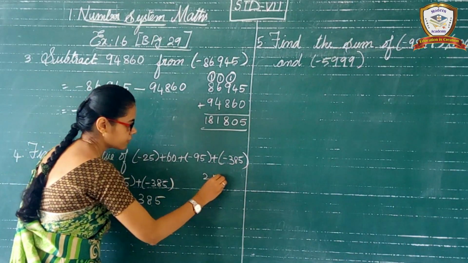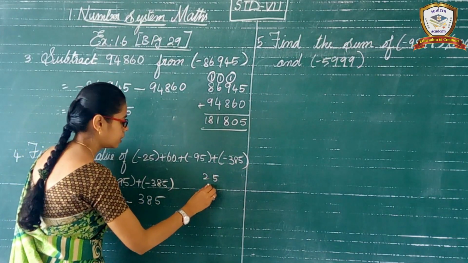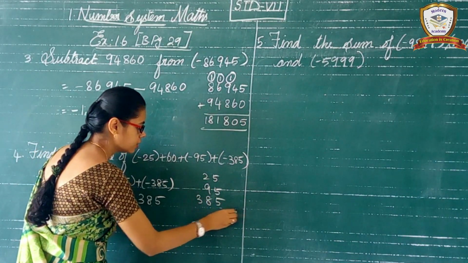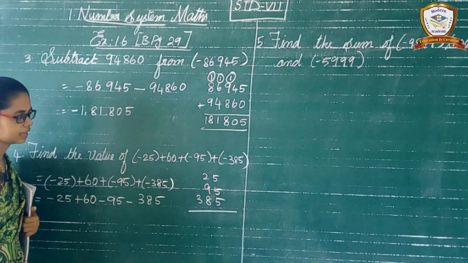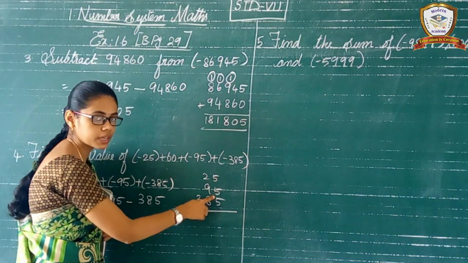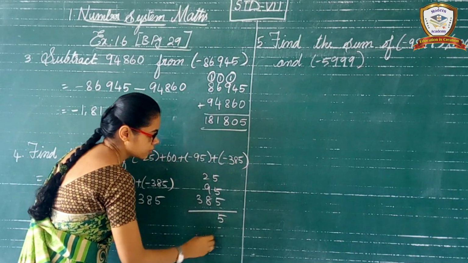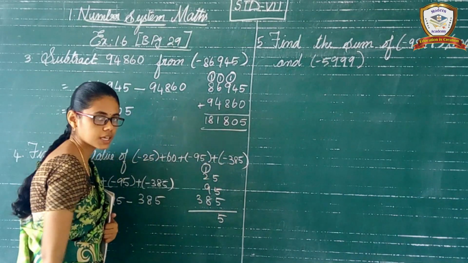That is 25, 95, 385. So these three numbers we want to add. Okay, so 5 plus 5, 10, 10 plus 5, 15. So 5 and 1 carry goes to the next number.